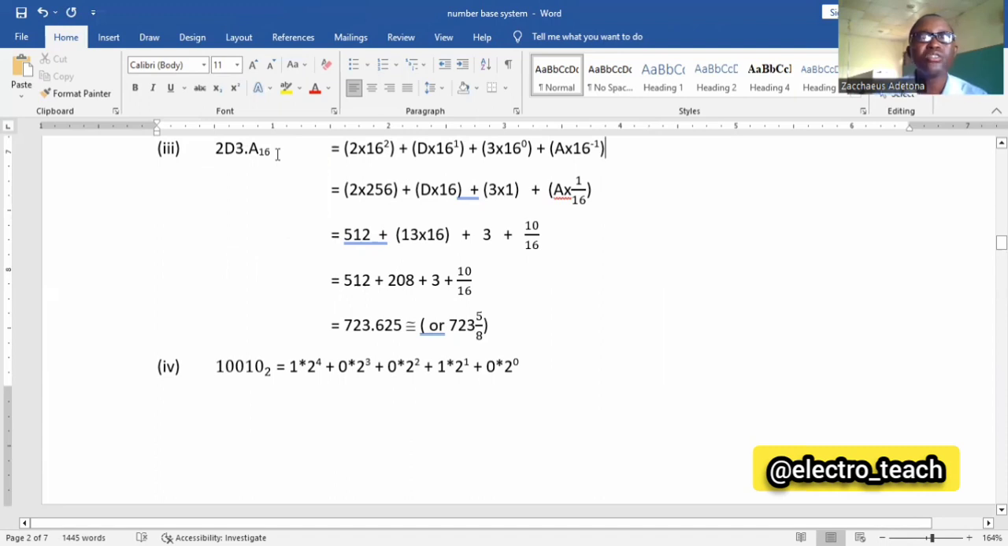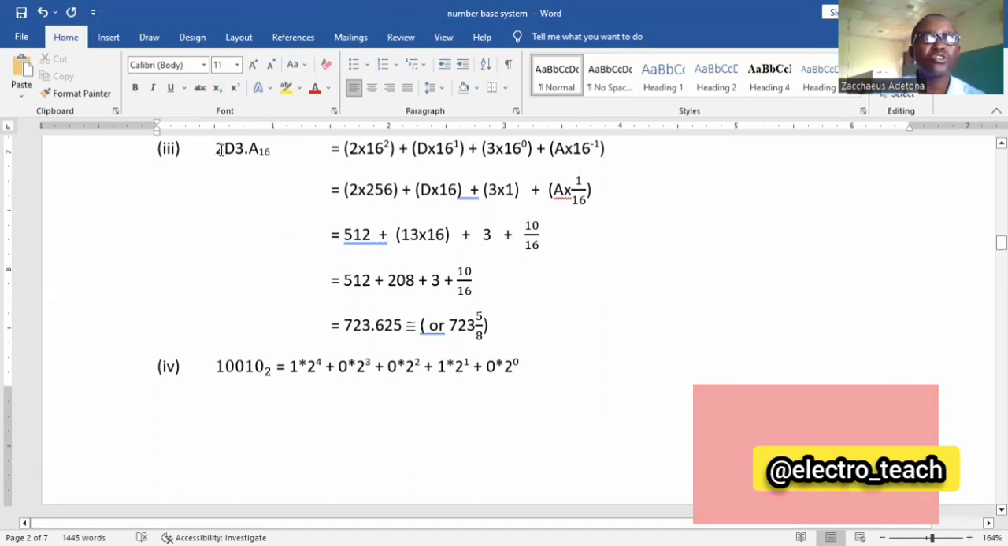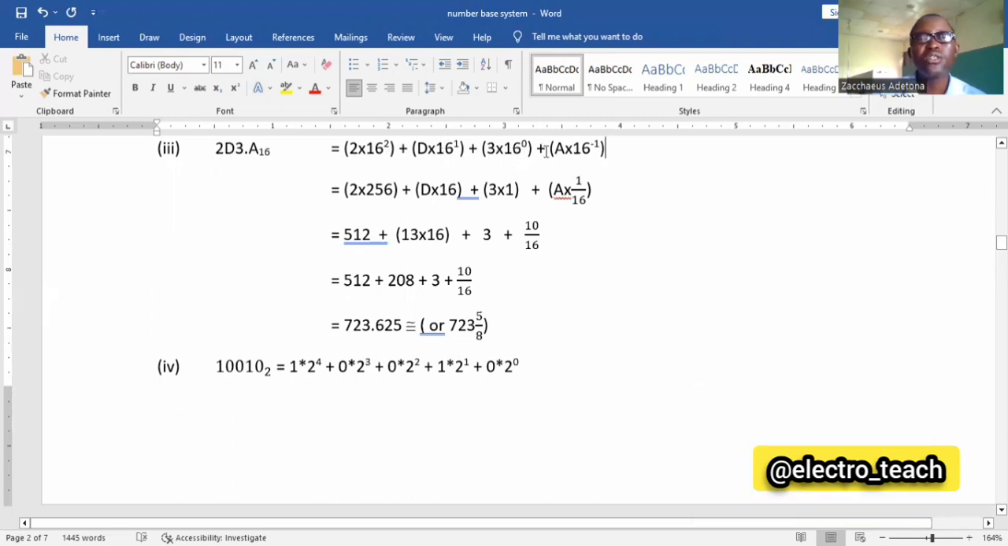2D3.A in base 16. So let's follow the same pattern. This will be 2 raised to power 2. The place value will be raised to power 2. 2 times 16 raised to power 2 plus D times 16 raised to power 1 plus 3 times 16 raised to power 0 plus A times 16 raised to power minus 1.